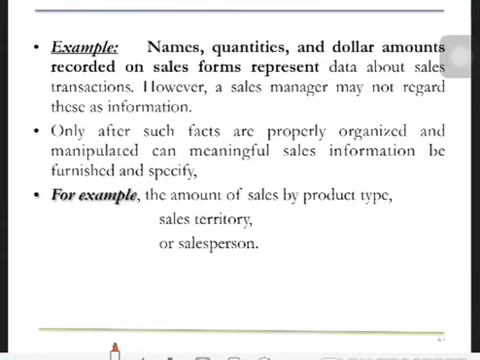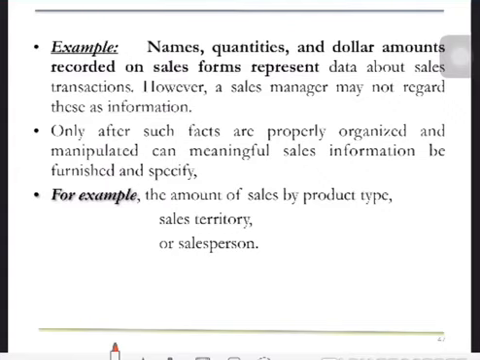Example: names, quantities, dollar amounts recorded on sales forms represent data about sales. However, a sales manager may not regard this as information. For example, name: Abebe Kebede, chocolate ice cream, that's data. Quantity 2, 3, 4, 5, that's data. Dollar amount $10, $20, that's also data. But if you process such data, we can get information.